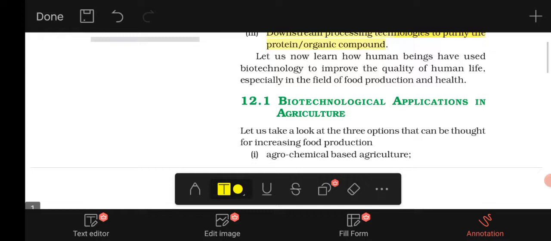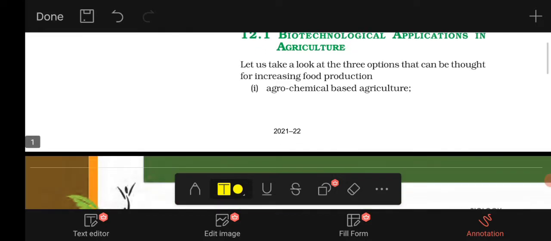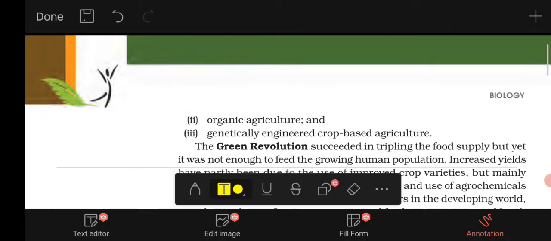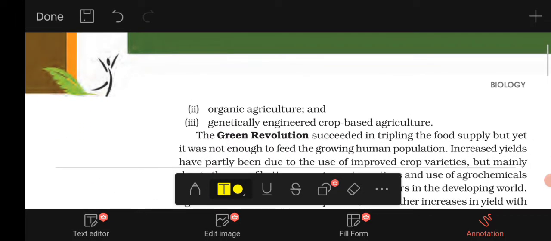So let us take a look at three options that can be thought of for increasing food production. One is agrochemical based agriculture using fertilizers, pesticides and all agrochemicals. Then second is organic agriculture, in which we use organic things like manure, other plant waste, animal waste, and we keep the microbes at a minimum level, and we don't kill them, or we keep them at a manageable level. Then third is genetically engineered crop based agriculture, which we will learn in this chapter.